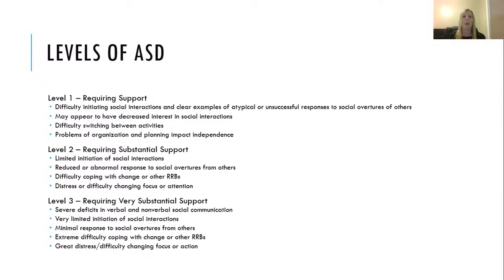So there are 3 different levels of autism spectrum disorder. Level 1 being our more higher-functioning kiddos. So individuals who have trouble interacting socially, they might appear to not really want to interact, but then there's moments where they do. Some difficulty switching between activities, problems with organization and planning that impact them. So if they can't really get to that point where they want to be independent, that's what we're seeing with our level 1 kiddos.